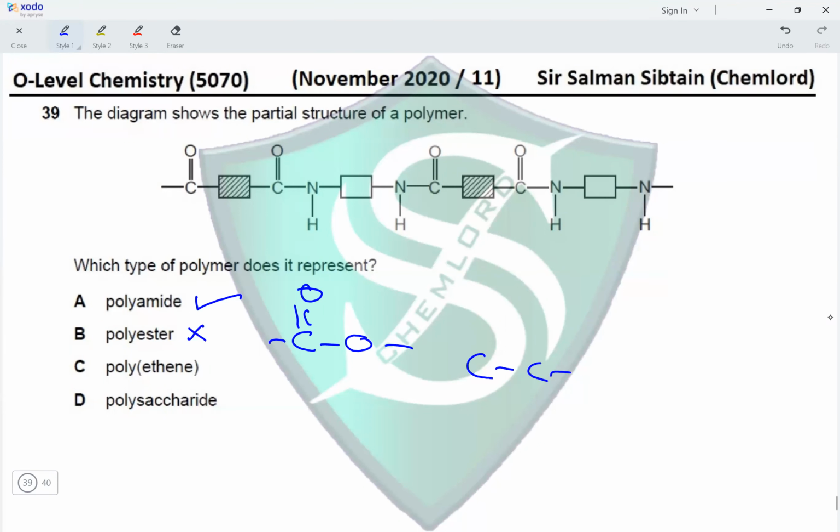Polyethylene will have a continuous chain of carbon atoms, which is not there. Polysaccharide would also contain an ester bond. So this is not it either. So we have A as the correct option for this question.